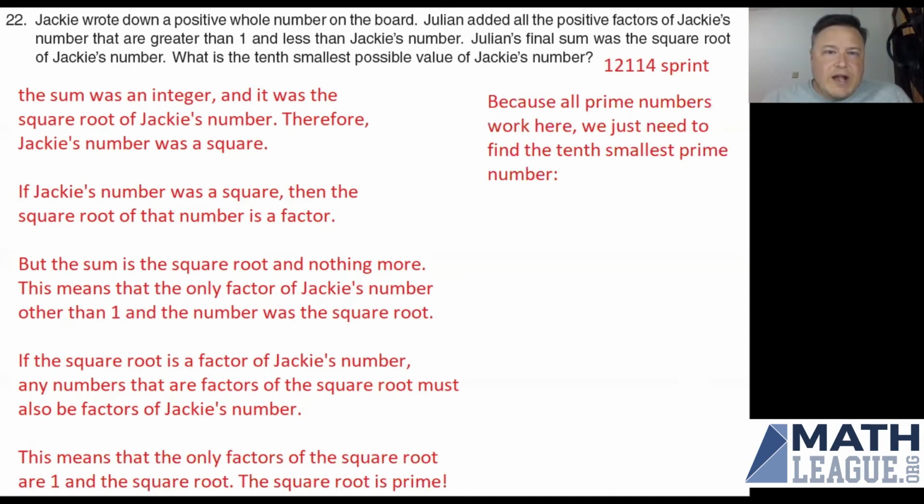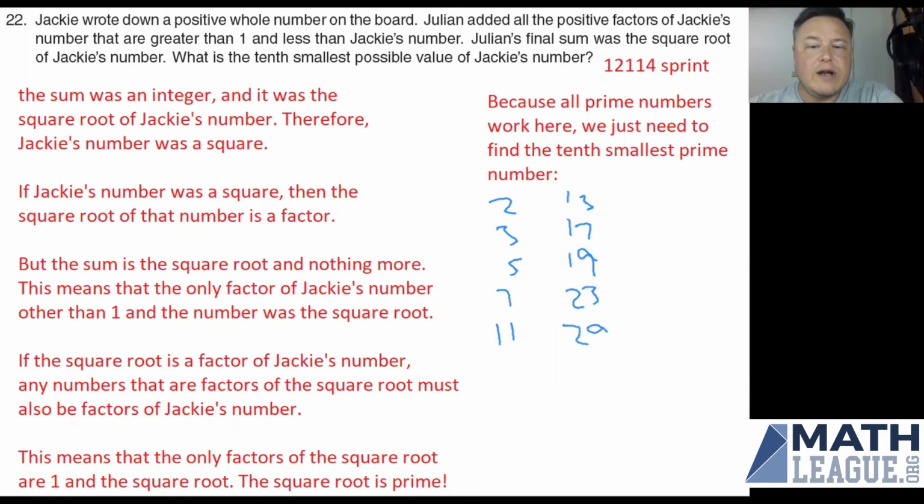So let's go ahead and write out some prime numbers here. You can probably do this off the top of your head, right? We've got 2, 3, 5, 7, 11, 13, 17, 19, 23, and 29. All right, so 29 is important here. It's not the answer to the problem, of course, right?